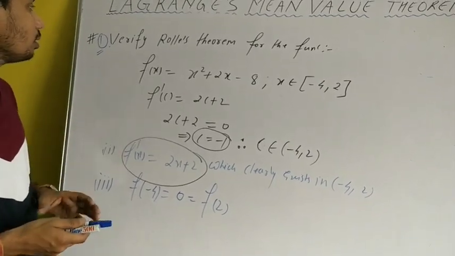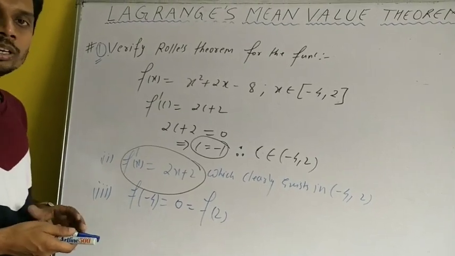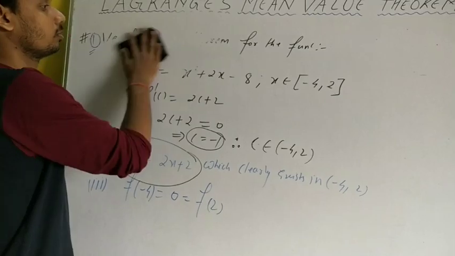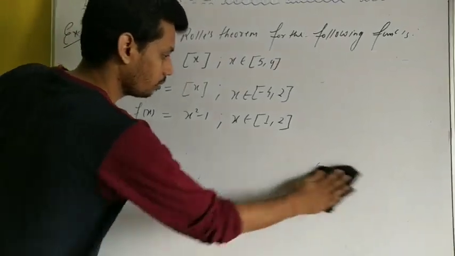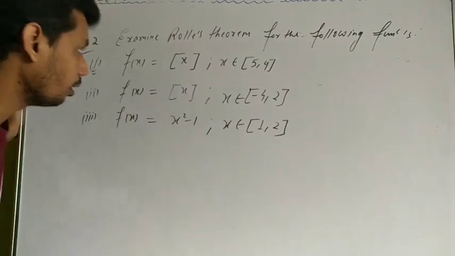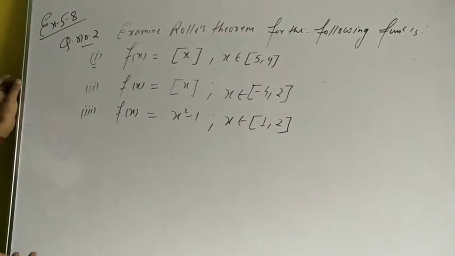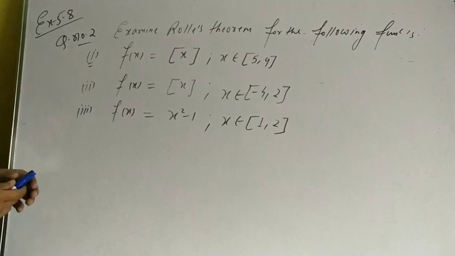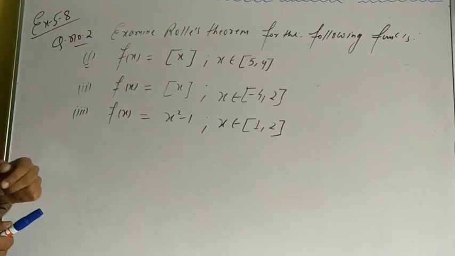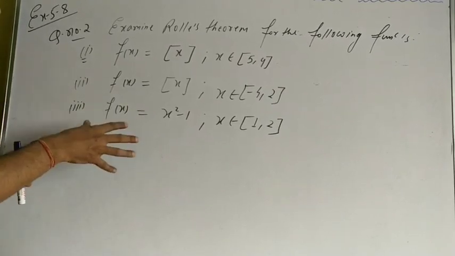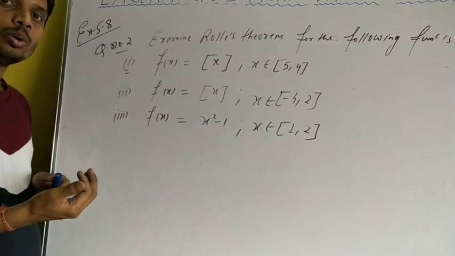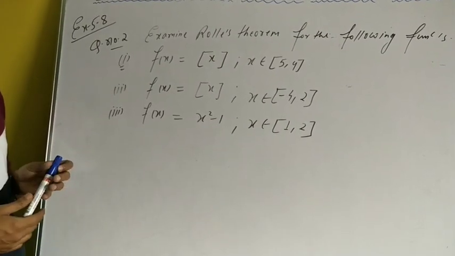So this was all about question 1. Now let us see question number 2. Now see the next question, that is question number 2 of exercise 5.8 NCERT. Here, examine Rolle's theorem for the following functions, that is, whether all these functions hold Rolle's theorem or not, that we have to verify.